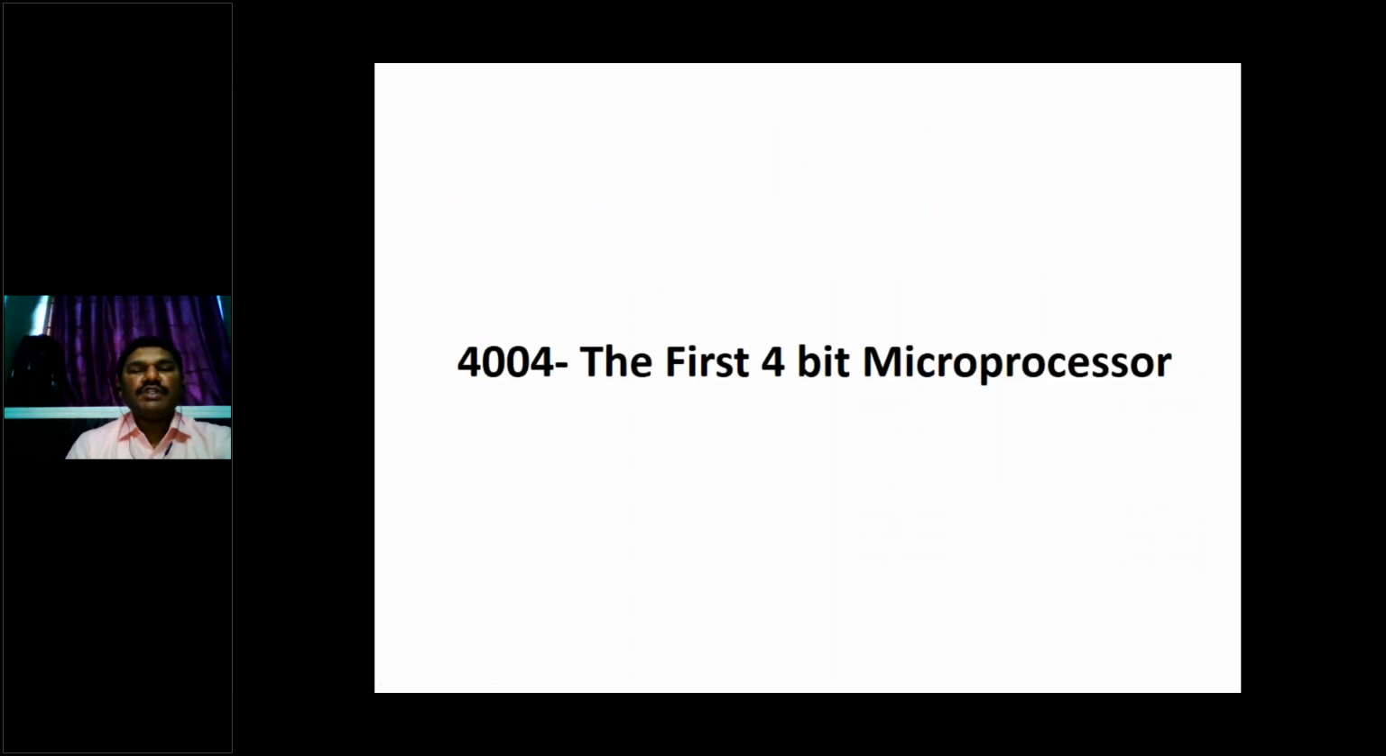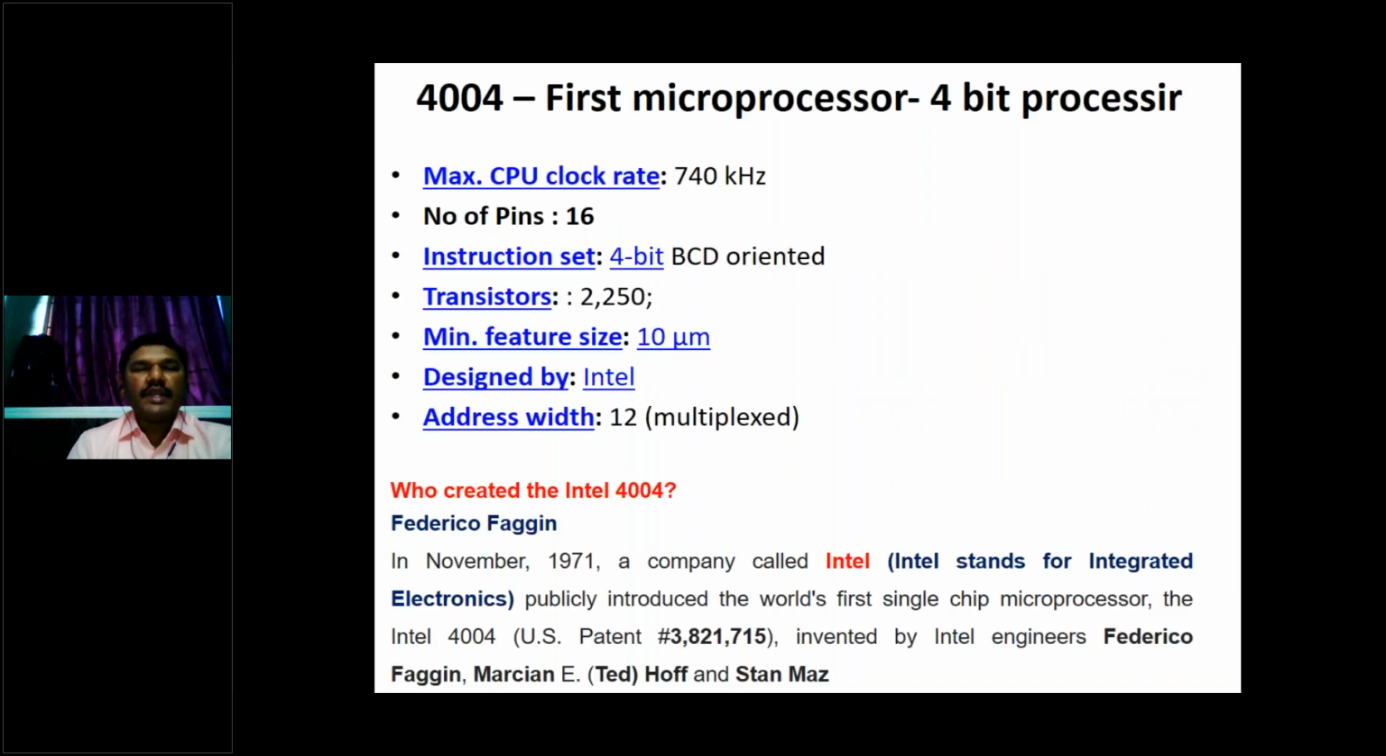This is the 4004, the first 4-bit microprocessor, invented by Ted Hoff and his team. The 4004 has a clock frequency of 740 kHz and 16 pins. The instruction set is 4-bit BCD oriented, and they used 2250 transistors to manufacture the 4004, on 10 micrometer technology, called micron technology. It was designed by Intel, and the address width is 12, meaning 12 address lines and 4 data lines.